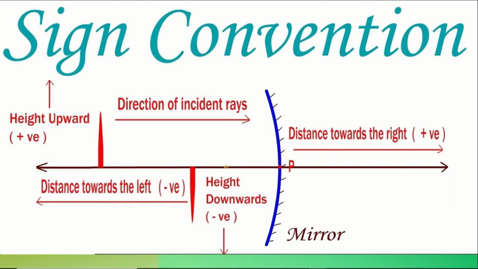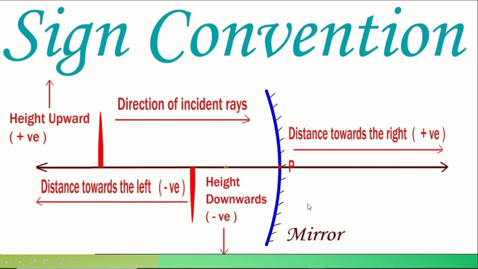Coming to the last section, that is sign convention for reflection by spherical mirrors. While dealing with the reflection of light by spherical mirrors, we shall follow a set of sign conventions called the New Cartesian sign convention. In this convention, the pole of the mirror is taken as the origin. Here P, the pole of the mirror, is taken as the origin. The principal axis of the mirror is taken as the x-axis, just like we draw graphs in mathematics. This side is the positive x-axis and this side is the negative x-axis, where P is taken as the origin O.